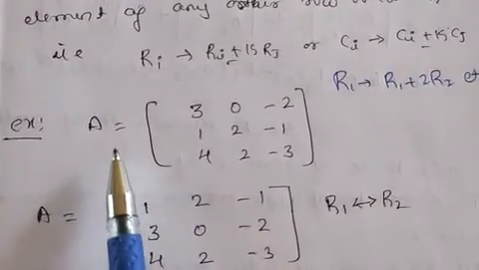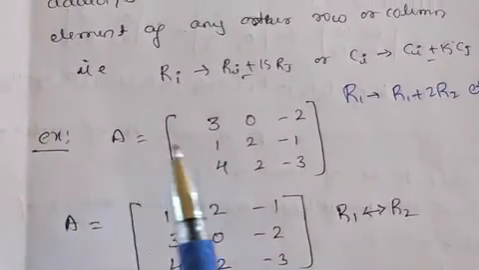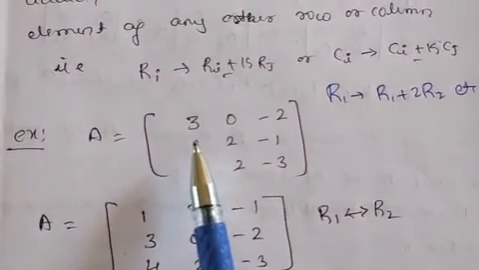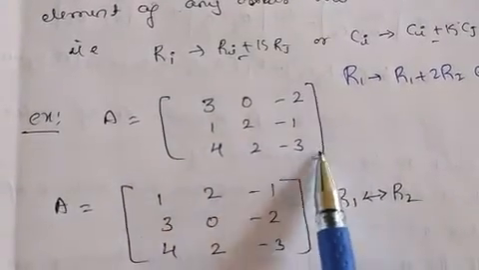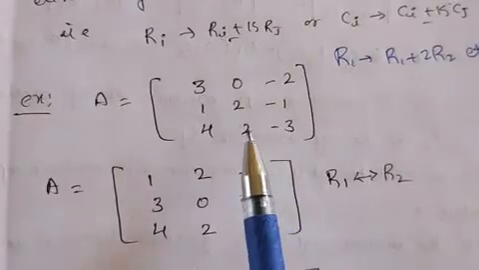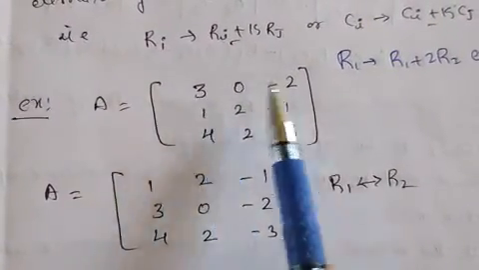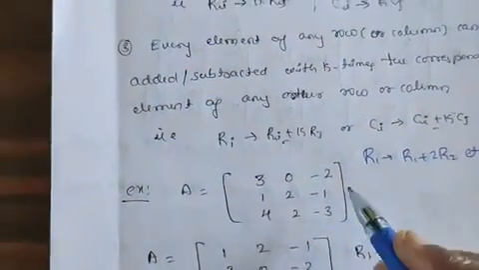Let us take one example. We have a matrix A equal to rows 3, 0, minus 2; 1, 2, minus 1; 4, 2, minus 3. Let us interchange R1 and R2. We can interchange them, this is the first row and this is the second row.